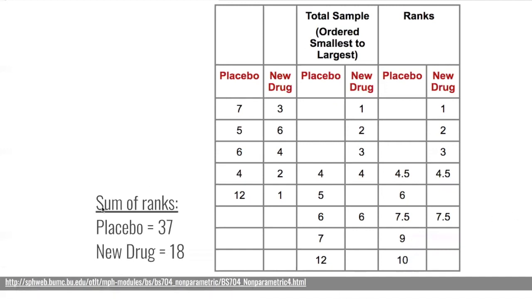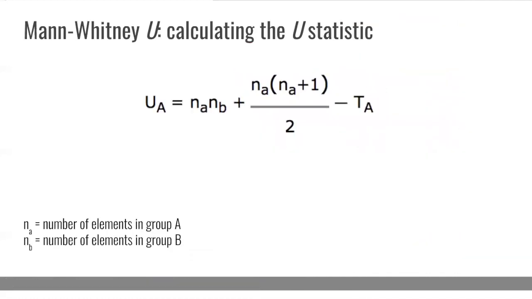And then what we need to do is calculate the sum of ranks in each of the groups. So the placebo is 37 and the new drug is 18. This starts giving us a sense that there's a difference, but we need to carry out a test to see whether or not this difference is large enough using the Mann-Whitney U test.